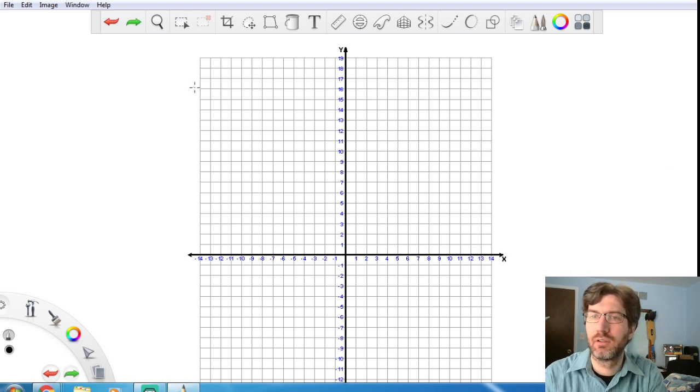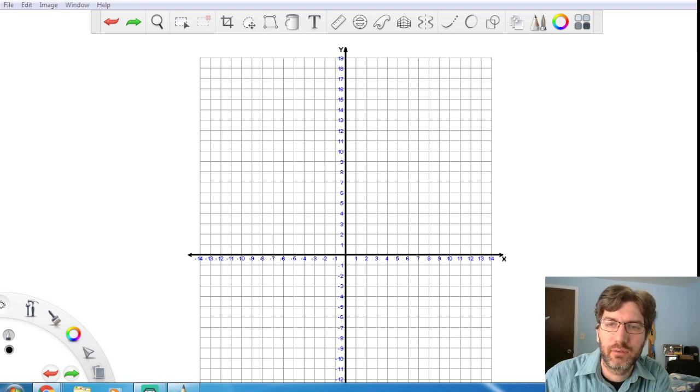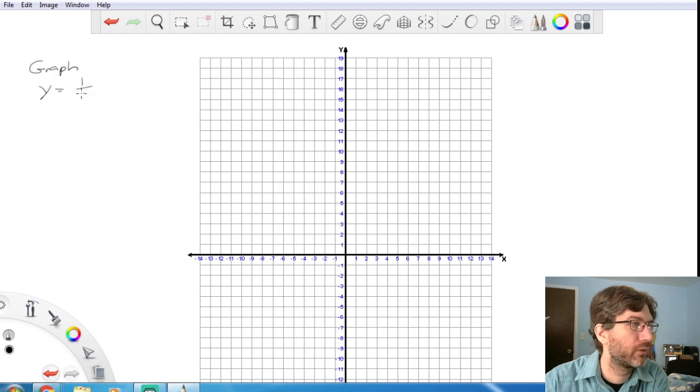All right, so let's look at a specific one. What I would like you to do, if you have the ability to do this on graph paper, use graph paper. If not, try to make a coordinate plane the best you can. But let's look at graphing one of these. We're going to graph y equals 1/2 x squared. So when it comes to graphing these things, it's nothing new. It's the same process you've been using to graph anything all year.